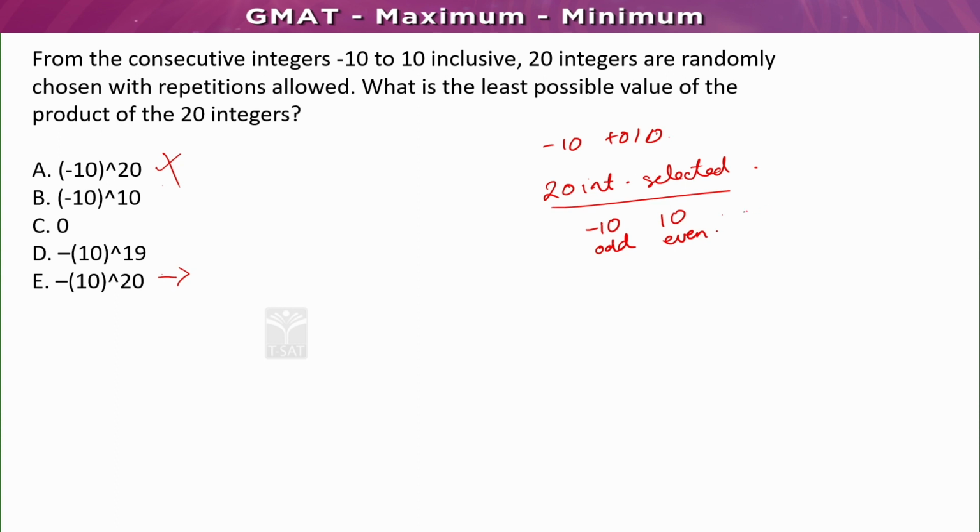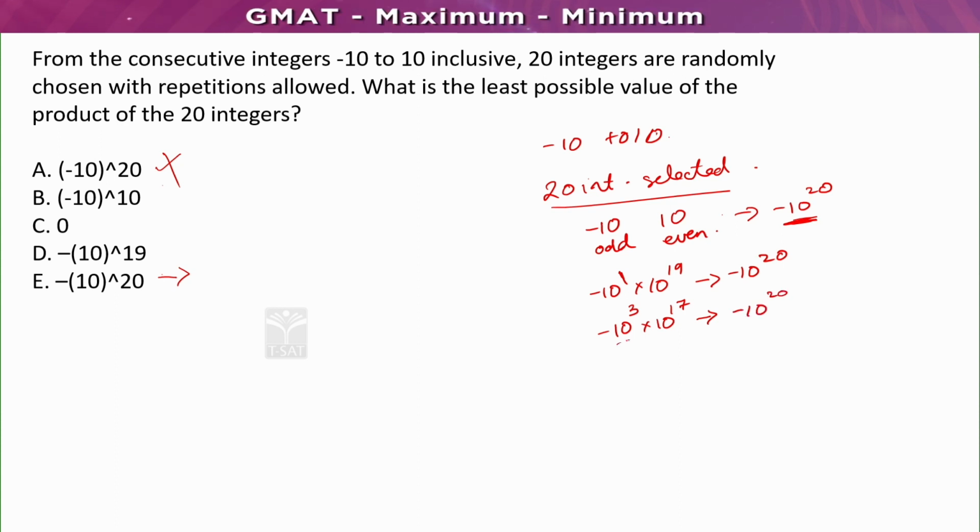So that will give you minus 10 raised to the power of 20 as the required answer. Let us just take an example: minus 10 to the power of 1 into 10 to the power of 19, because 20 integers are selected, we select 10 as 19 of them and minus 10 as one of them. You will have the product equal to minus 10 to the power of 20. You can try it with another odd number: minus 10 raised to the power of 3 into 10 to the power of 17, which will again give you minus 10 raised to the power of 20.